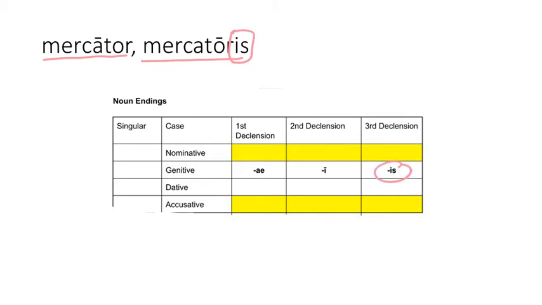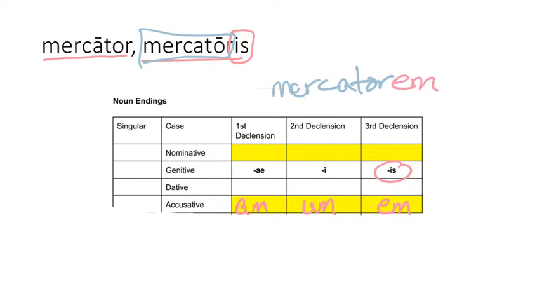The stem of this word is everything in front of the IS, mercator. If we know our endings, we know that the first declension is AM, the second is UM, and the third declension is EM. So if I wanted to make the accusative singular of mercator, I would take that root, mercator, and add an EM: mercatorem.